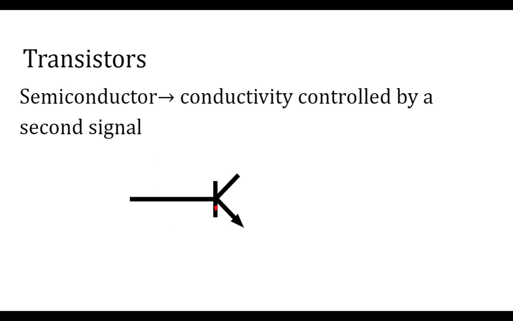Okay, so this side over here, we're going to call this the base. And this is where our on or off signal comes from. So if I apply voltage here, my transistor is on. It's going to allow current to flow. If I take my voltage away, then it's not going to allow current to flow. Okay, we're going to see an example of this in a minute.